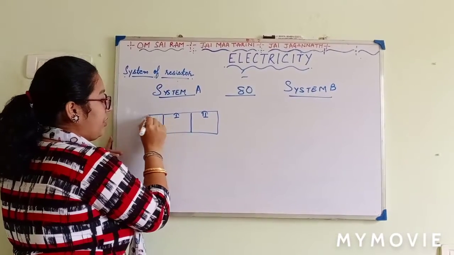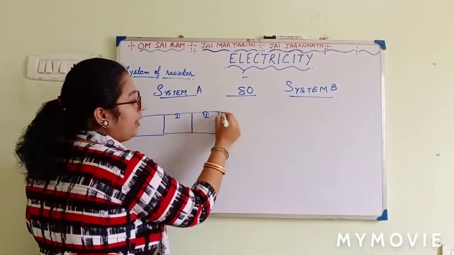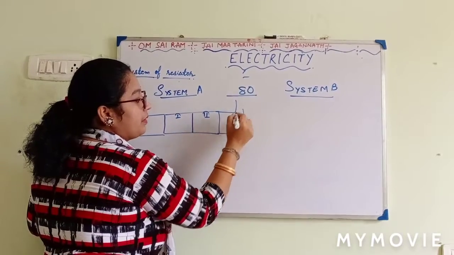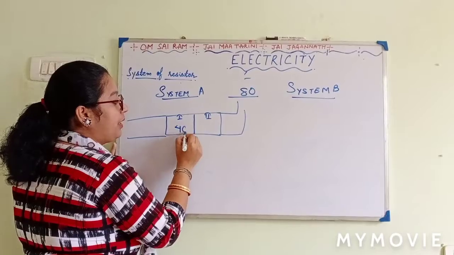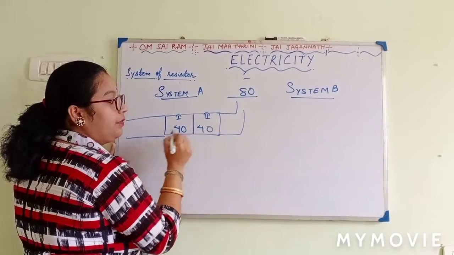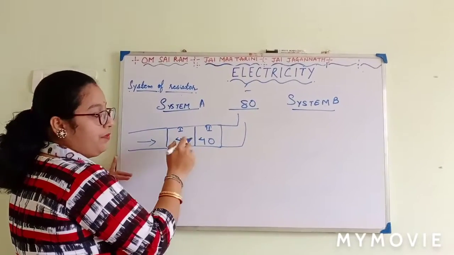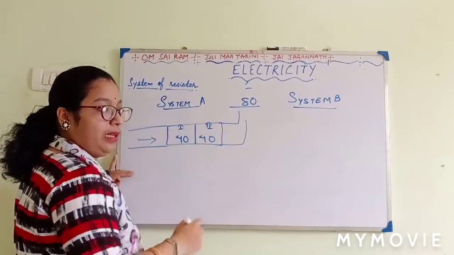So there is an entry over here. In the first counter they collect 40 and the second counter they collect 40. So the people start coming from here, pass through this and then get an entry.